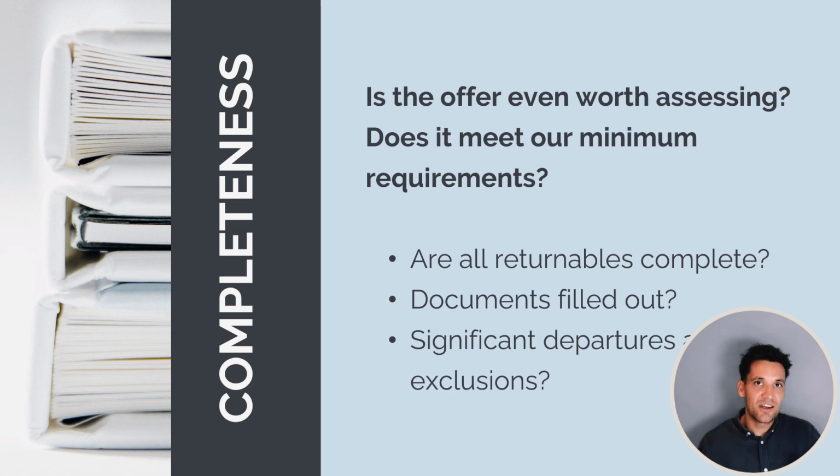So when they compare quotes from different vendors, they're not comparing apples to apples. So any tender we receive, we want to check for completeness to make sure it meets our minimum requirements. Have all the returnables been completed? Have the documents been filled out? And what are the departures and exclusions, and how can we resolve these?